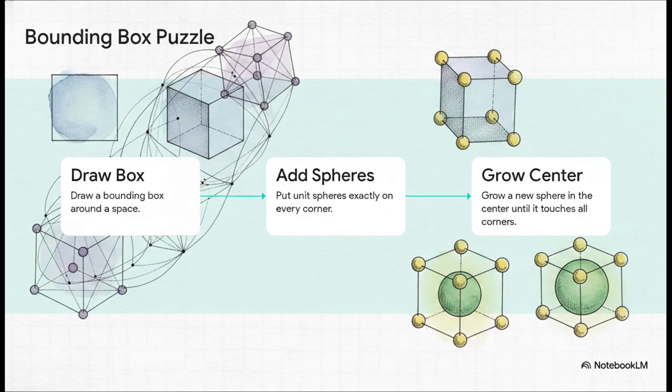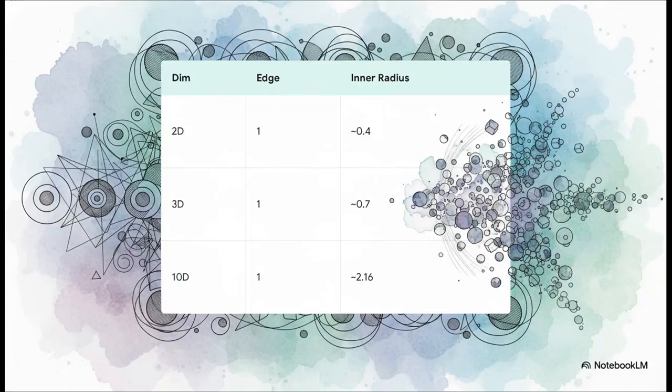Okay, imagine a 2D piece of paper. Draw a square bounding box. Now put a unit circle at every single corner so they perfectly fit inside. Then place a tiny new circle in the dead center and grow it until it just perfectly touches those outer corner circles. Got the visual? Awesome. Now scale that exact same mental exercise up to 3D. You have a cube bounding box, a sphere packed into every corner, and you grow a central sphere from the middle. As we step up the dimensions, adding more and more coordinates to this box, what actually happens to that central sphere? Well, the math reveals a completely fascinating pattern.